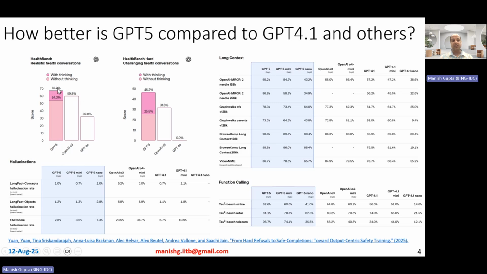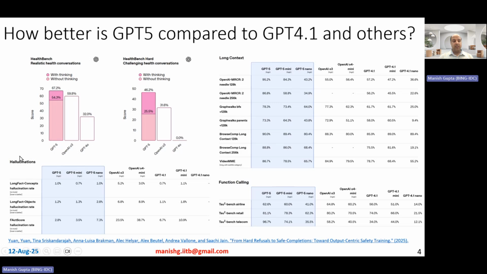GPT-5 actually gives you 67.2 with thinking, compared to GPT-4, which gave you almost half of those results. HealthBench Hard is obviously a much harder health data set. And again, GPT-5 is way better compared to GPT-4o, which basically got zero results. And that is how this HealthBench Hard data set was created, right?